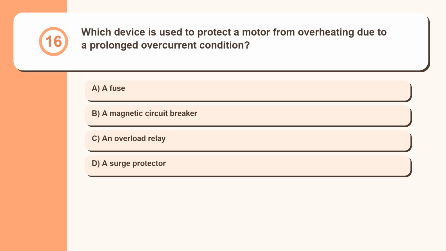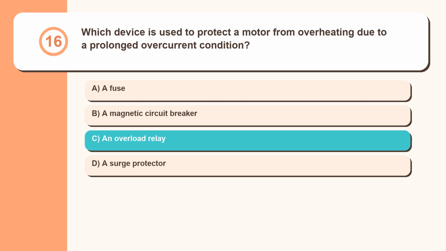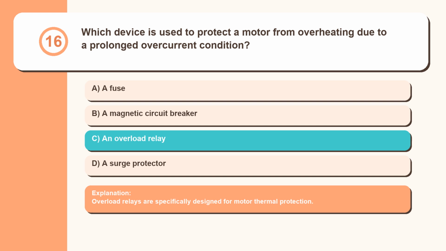Question 16. Which device is used to protect a motor from overheating due to a prolonged overcurrent condition? A fuse, a magnetic circuit breaker, an overload relay, a surge protector. Overload relays are specifically designed for motor thermal protection.